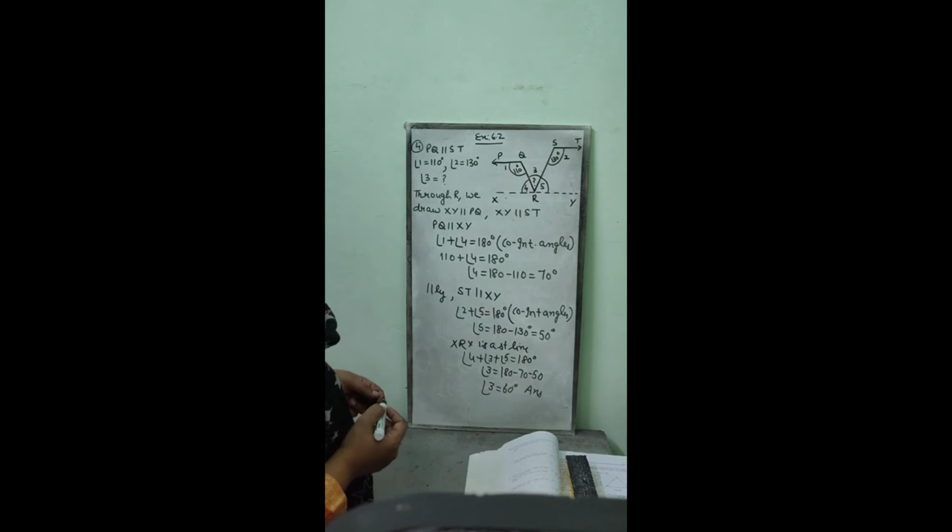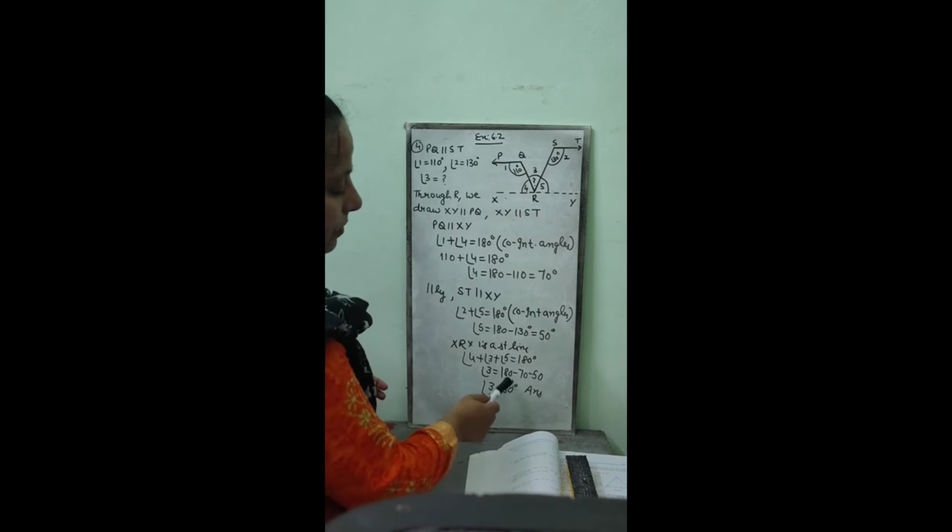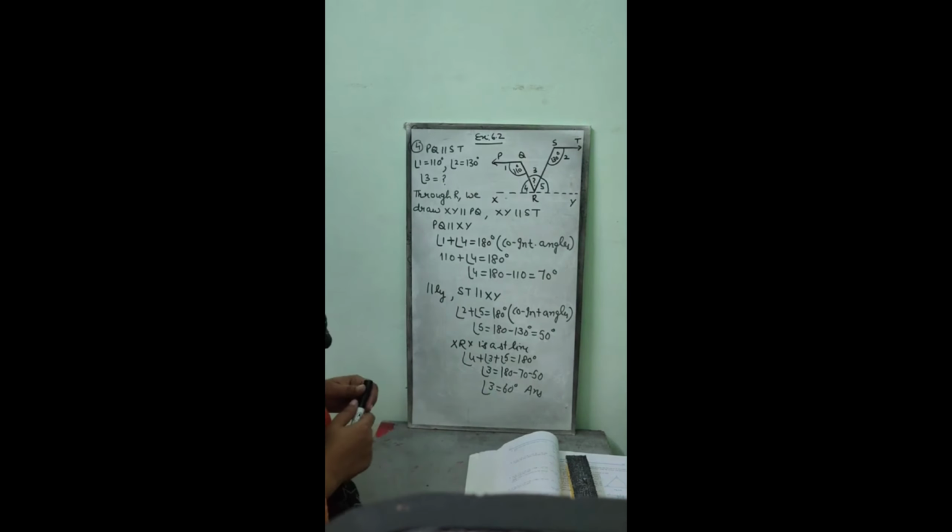Is it clear? Value of 4 is 70, value of 5 is 50. When you subtract 70 and 50 from 180, you will get angle 3 is equal to 60 degree. Give a 1 minute review to this sum thoroughly.